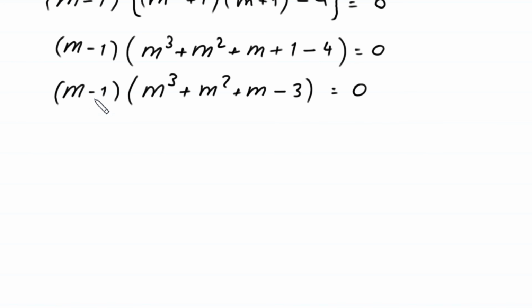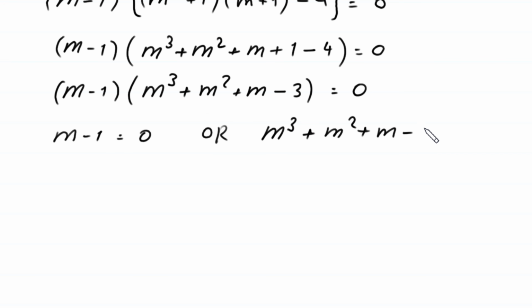So from here either this expression m - 1 is equal to 0 or this expression m^3 + m^2 + m - 3 is equal to 0. From this equation we get the value of m is equal to 1. So we get the one value of m, 1. Now we solve this cubic equation.